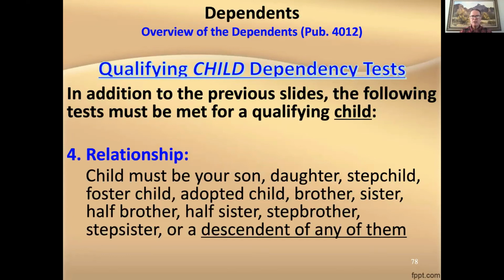But then, in addition to those three, if you want to be a qualifying child dependent, you have to pass this one as well, the relationship test: son, daughter, stepchild, foster child, adopted child, half-brother, half-sister, stepbrother, stepsister, or a descendant of any of them. Descendant of any of them. So if your son is a dependent, it could be your grandson or your granddaughter. It could be considered in that as a child dependency test.